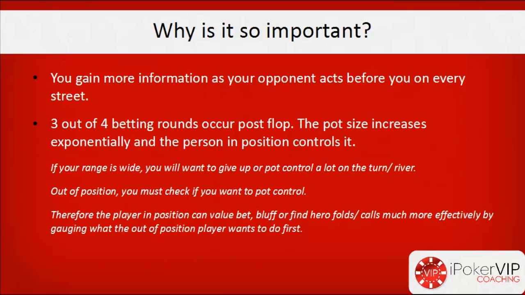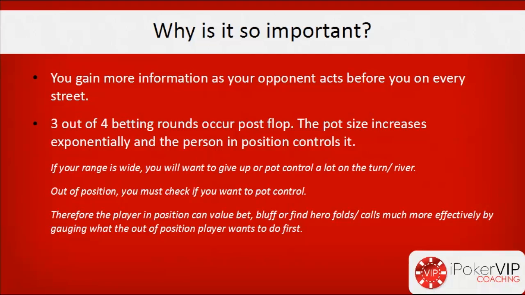In addition, 3 out of the 4 betting rounds occur post-flop, and the pot size increases exponentially in poker. So a small pot pre-flop can be a very large pot by the river if all 3 streets post-flop get bet. Additionally, there are going to be a lot of turn and river cards which change the texture of the board and change the strength of both his range and our range, and therefore there are going to be a lot of situations where a strong hand on the flop isn't necessarily a strong hand on the river. Our opponent is not going to be sure whether to value bet or whether to bluff because he's out of position. He doesn't know whether the card helped us or not because he hasn't seen us react to the card yet.